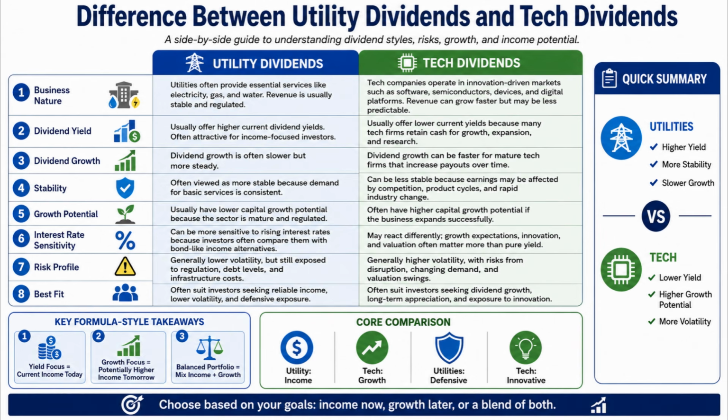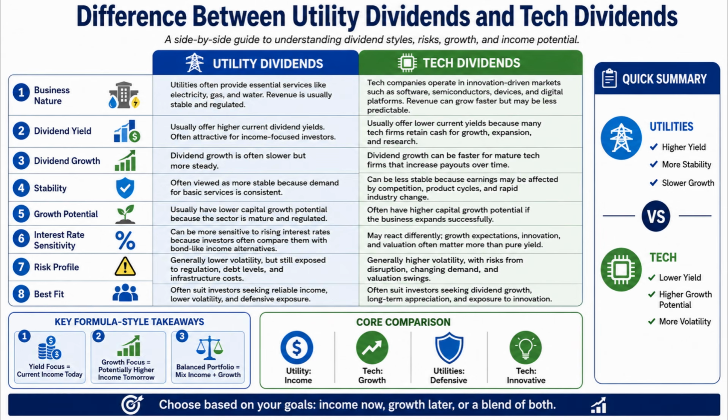The overall risk profile also varies. Utilities generally have lower share price volatility and more predictable business demand. However, they remain exposed to regulation, debt, infrastructure expenses, environmental changes, and interest rate risk. Tech dividend stocks generally have higher volatility and may face risks from innovation, changing demand, cybersecurity threats, competition, regulation, and valuation changes. On the other hand, successful technology companies may produce stronger earnings growth and greater long-term capital appreciation.